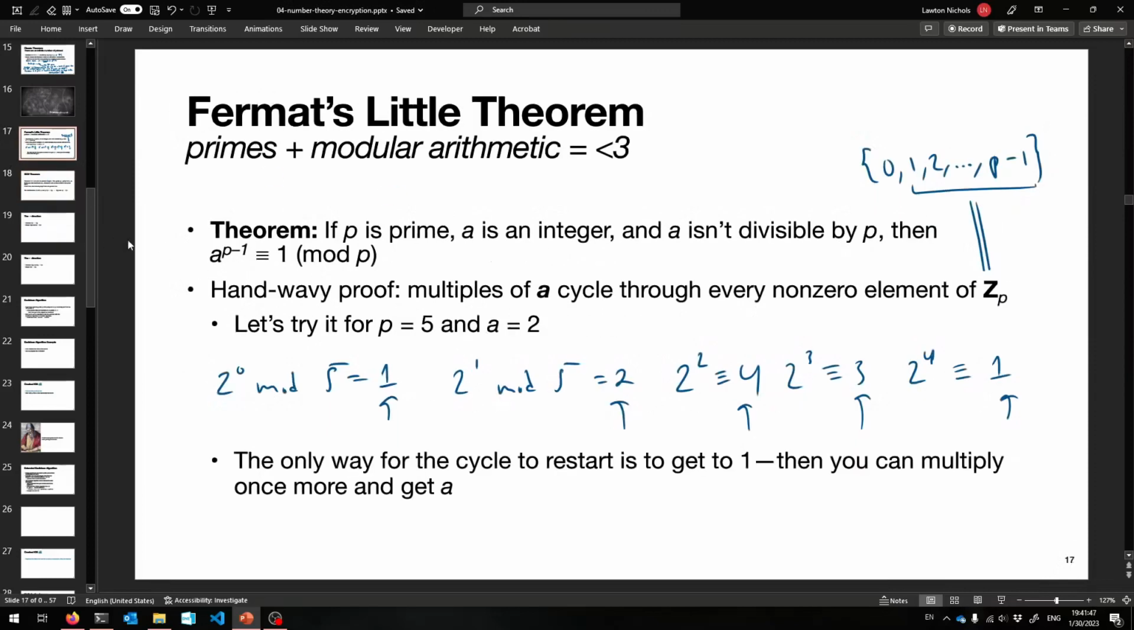Anything else do I want to say? So yeah, you can extrapolate from this that a to the p, if you do that mod p, is congruent to a itself, mod p. Which makes sense. 2 to the 5, again, you're multiplying it by 2, and that's giving you the number 2. It's itself. So that's a corollary of this theorem.